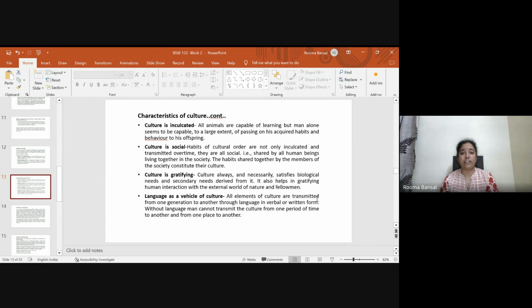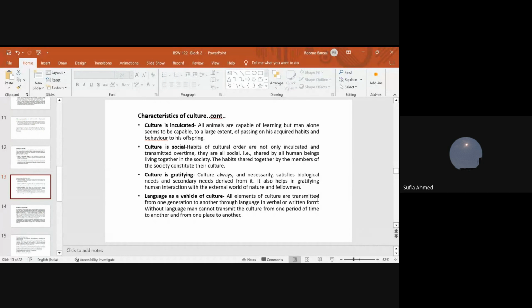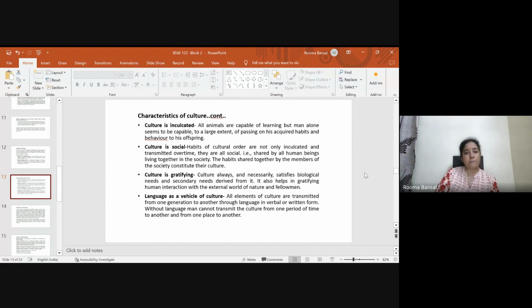It also helps in gratifying human interaction with the external world of nature and fellow men. Here we are talking about outside the family. By the help of your cultural values only, you can make a space, a position in your society with the external world also. Same if you are seeing the sky, we feel calm. Yes, if you are a very calm, composed and mannered person, it is coming from your culture. These kinds of qualities, these kinds of abilities you are getting from your cultural values.